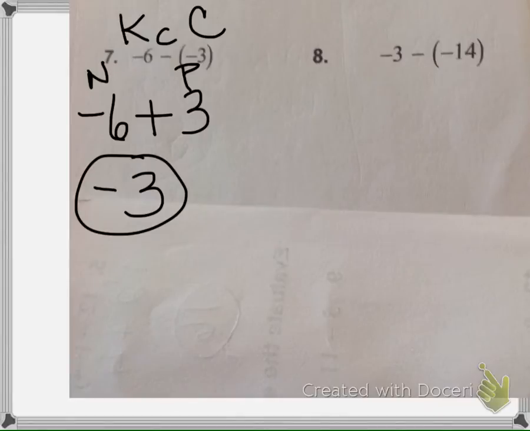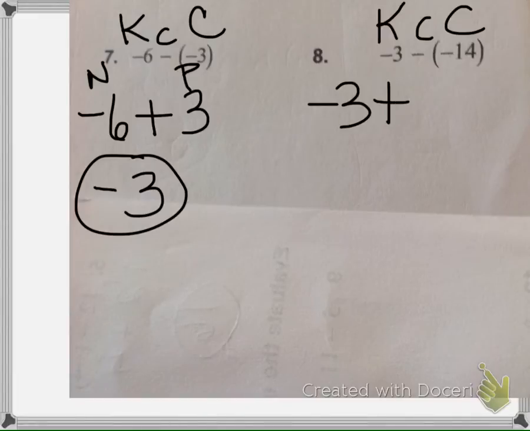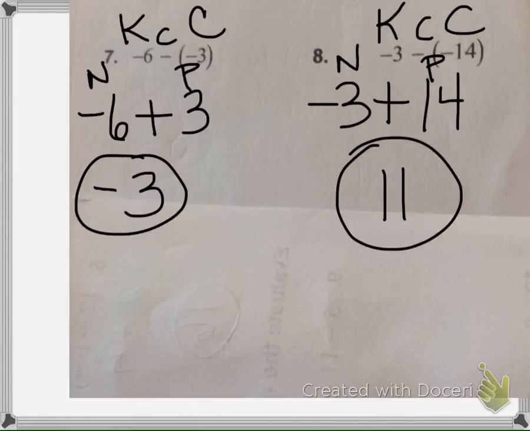Number 8, we're going to keep our negative 3, change our subtraction to addition, change our negative 14 to the opposite. So we have negative 3, we're going to keep, change subtraction to addition, change our negative 14 to a positive 14. We have a negative and a positive, different signs subtract. 14 minus 3 is 11. 14 is my bigger number, so my answer is positive.